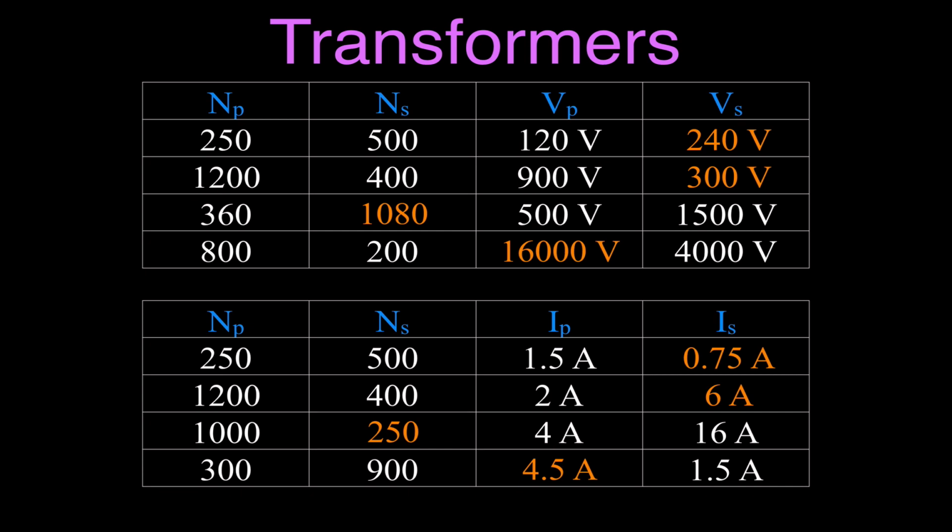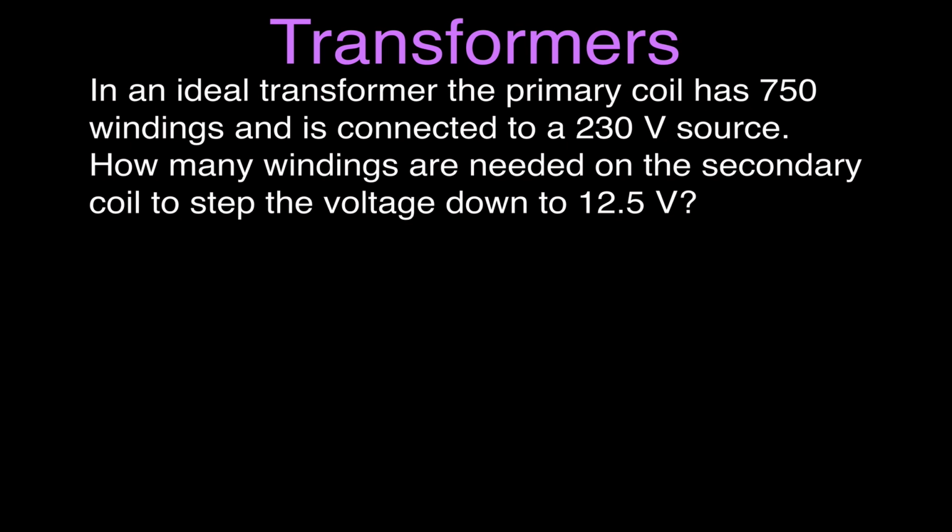You should understand those relationships between the currents and the voltages and the windings. All right, now we have 3 problems we're going to do. We have an ideal transformer that has a primary coil with 750 windings. It's connected to a 230 volt source. How many windings are needed on the secondary coil to step the voltage down to 12.5? So we want to know windings in the secondary.